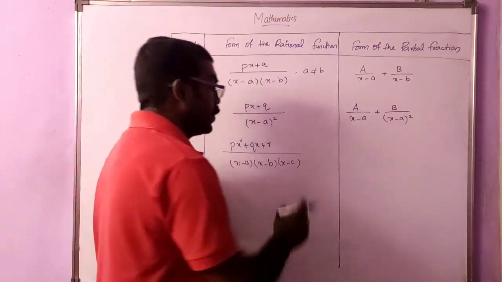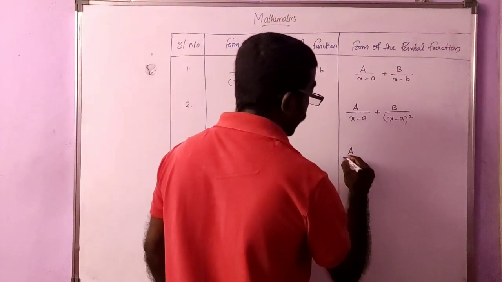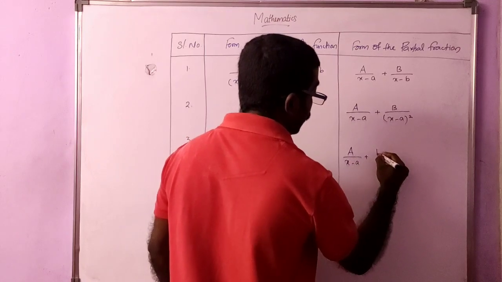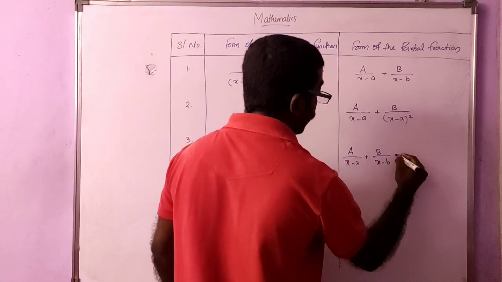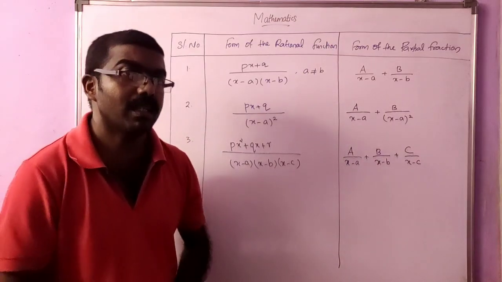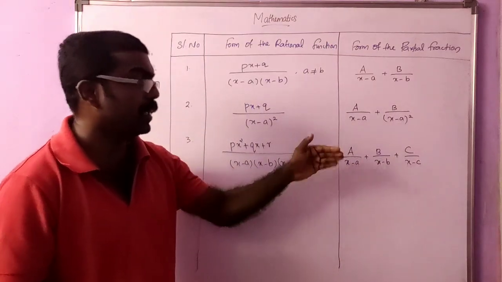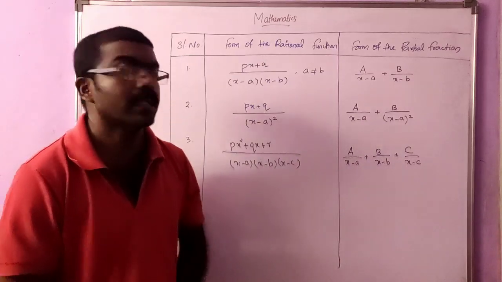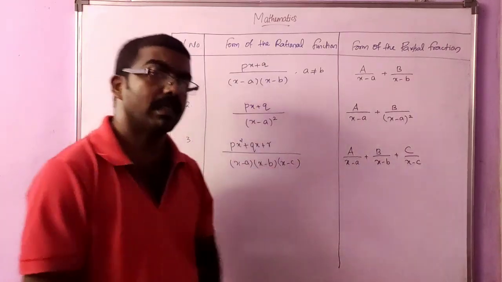Okay. So this can be written as a by x minus a plus b by x minus b plus c by x minus c. So these three linear factors we can split like this: a by x minus a plus b by x minus b plus c by x minus c.